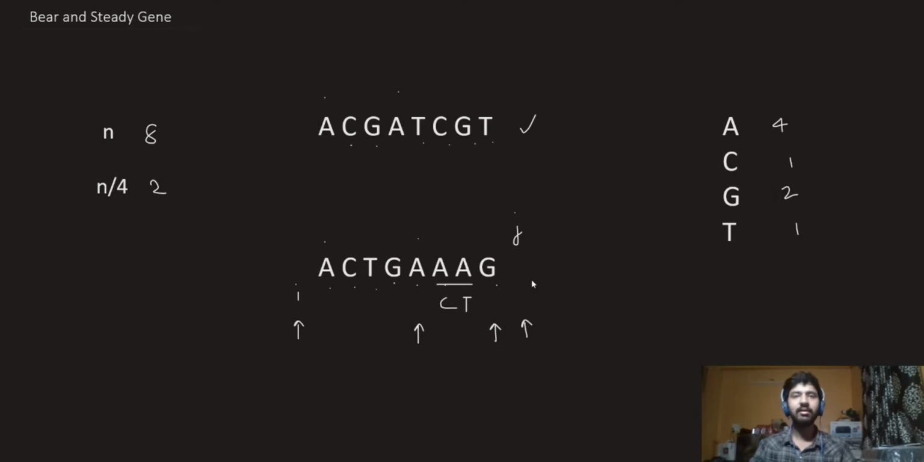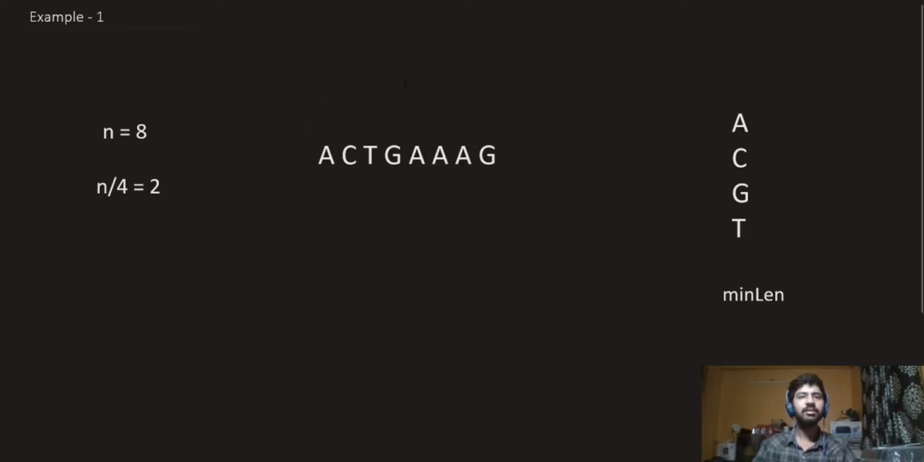Let's look at another example. It's the same one, and let's go through this procedure completely. We have I and J pointers here. Let's start with the J pointer. We first include this character, so that's 1 G. We go to the next one, so now we have 1 A. We go to the next one again, and now we have 2 A's here. You can't go beyond this because including this would make it 3.